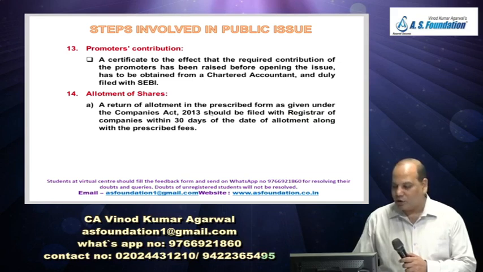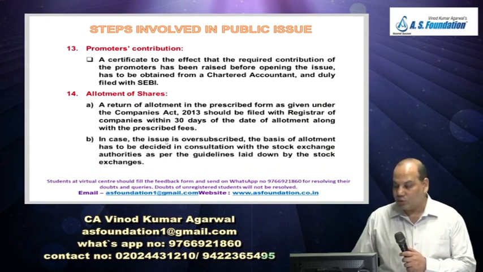A return of allotment in the prescribed form as given under Companies Act 2013 should be filed with ROC within 30 days of the date of allotment along with the prescribed fees. Again underline within 30 days. So you have to file the return of allotment within 30 days.